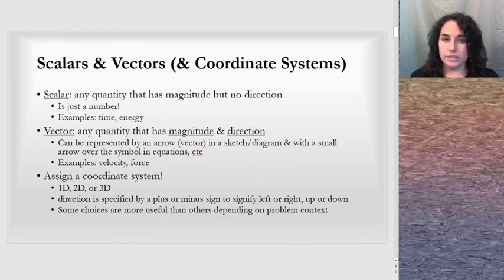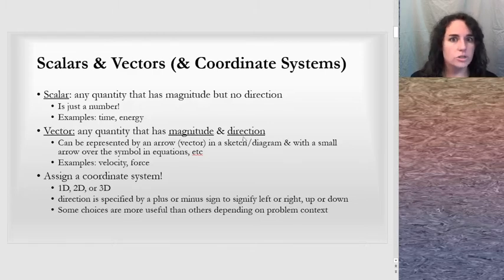The difference between scalars and vectors. We're very comfortable with scalars. Scalars are just a quantity that have magnitude but no direction. It's just a number. For example, time. Time has one direction, but we don't think about it having direction. It just is. Energy is another example. Dollars, they don't have a direction, right? They just exist. As opposed to a vector, which is a quantity that has a magnitude and a direction.